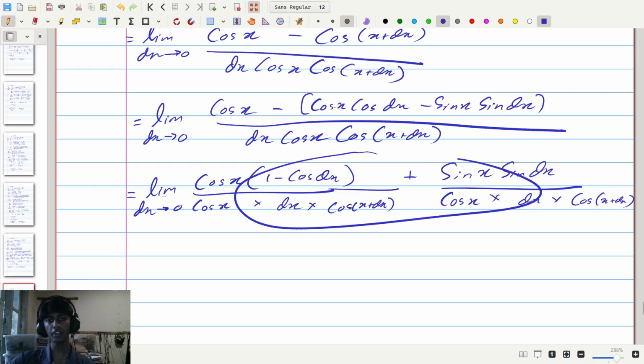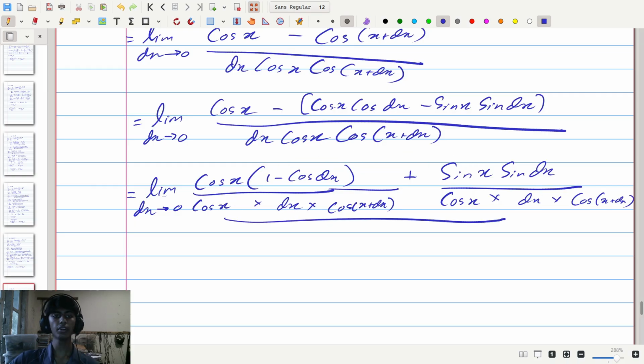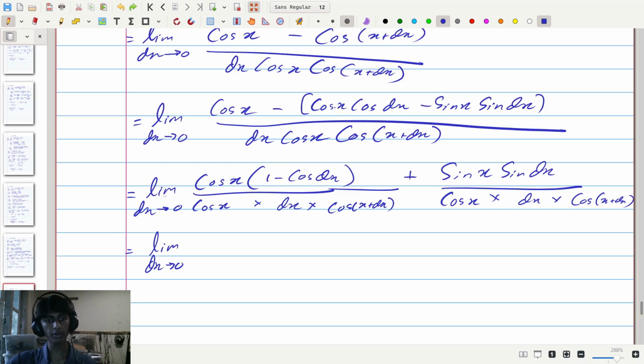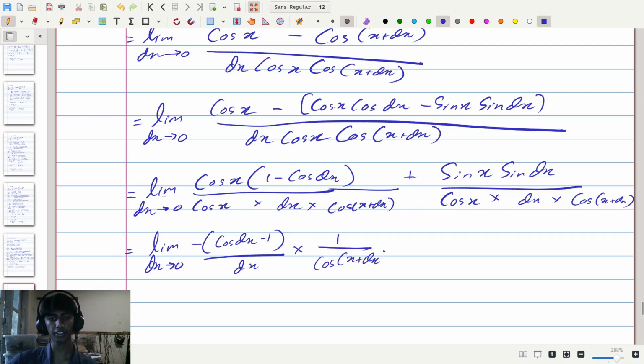Here we have the sum of the limit is the limit of the sum. Here we have the limit of a sum, so therefore we can break it into two limits as this. On the left we have the limit as dx approaches 0. Cosine of x cuts to cosine of x, provided cosine of x is not equal to 0. And then cutting those two, what we're left with is this part and this. So here I'm going to once again strategically write this as negative cosine of dx minus 1 divided by dx, because this thing in here is what we know, and then times this thing, which is 1 divided by the cosine of x plus dx, and then plus the limit as dx approaches 0 of the second part.